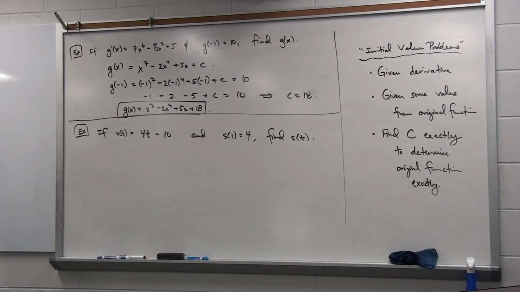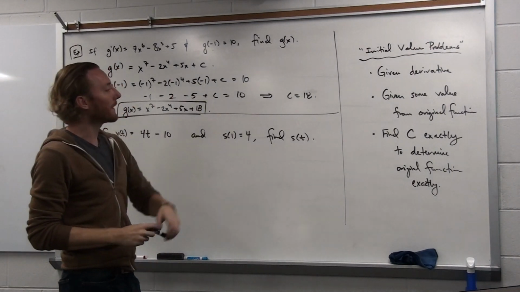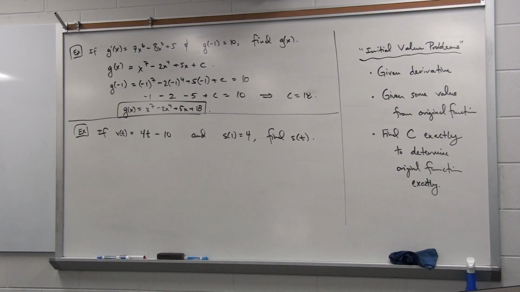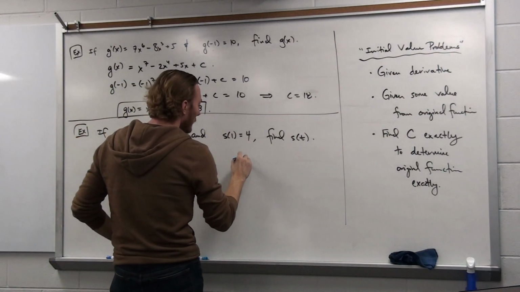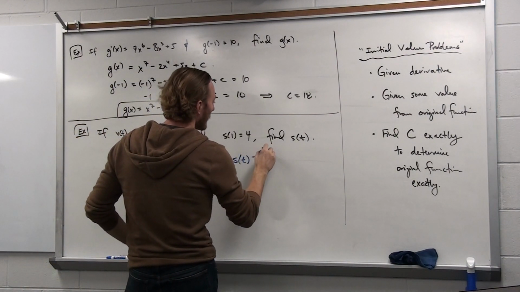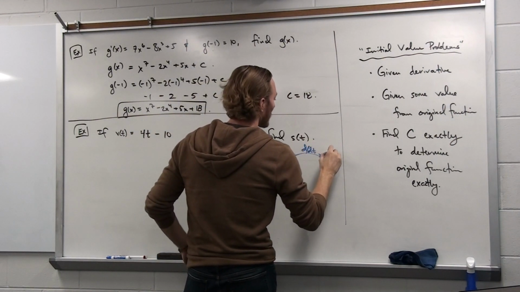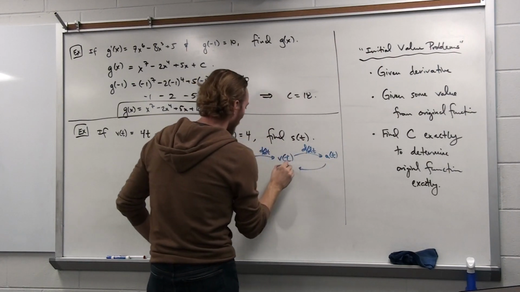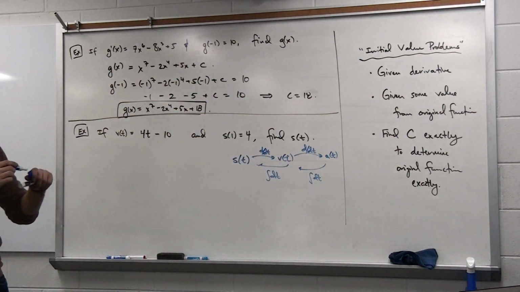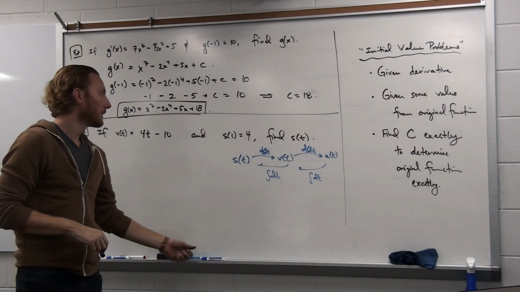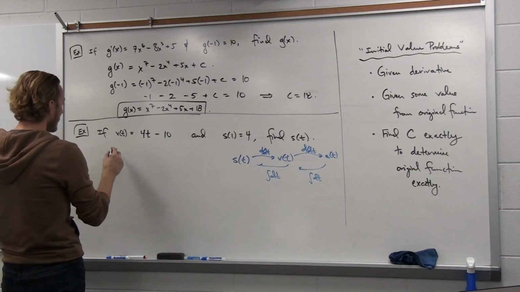Here's another example. What if you have a velocity function, v of t equals 4t minus 10? And what if you know that your position at time 1 is 4? Find your position. Now, on the surface, this may not look like an initial value problem, but it totally is. Because you know that if you start with your position function and you take the derivative, you end up with your velocity function. Take the derivative yet again, you get the acceleration function. Well, of course, then work in reverse. You know that you could take antiderivatives to get from acceleration to velocity or velocity to position.